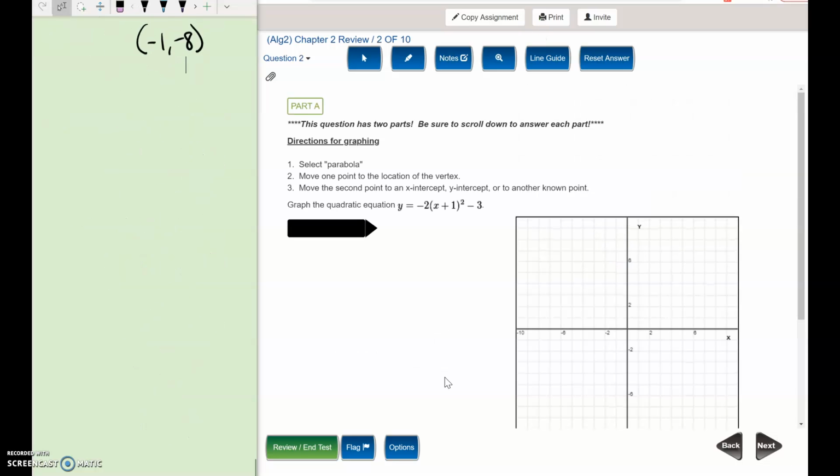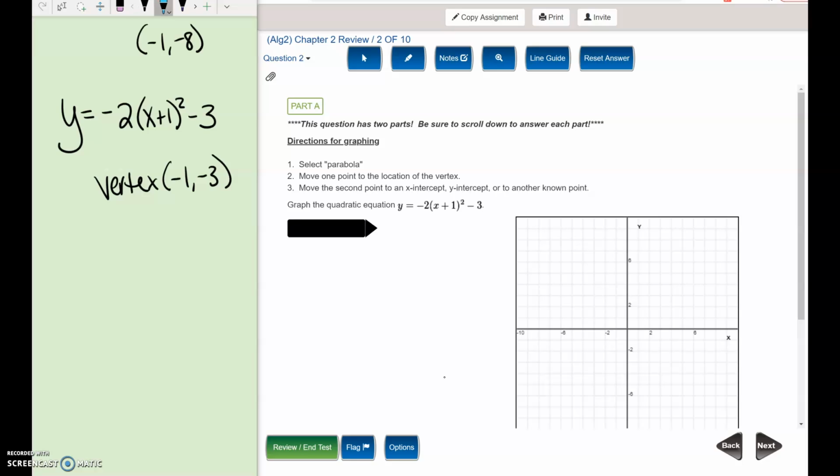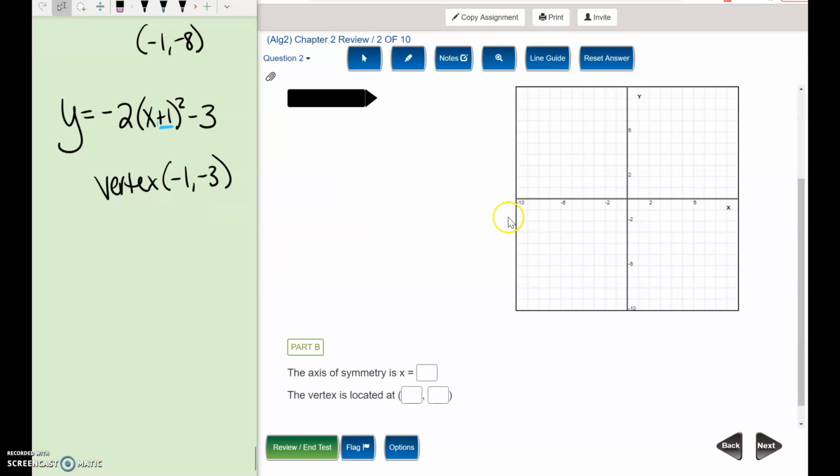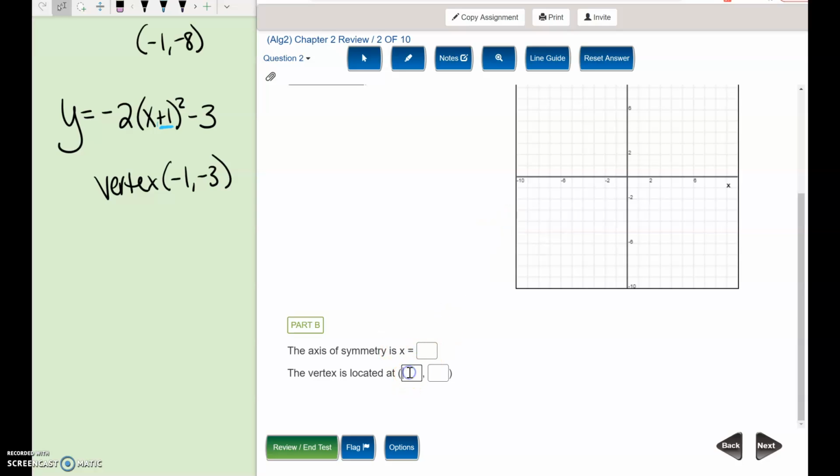Okay, this next one is in vertex form. Y equals -2 times x plus 1 squared minus 3. So we can identify right now that our vertex is at -1, -3. Remember, the part of the vertex inside the parentheses is always backwards. So +1 inside the parentheses actually means -1. So again, I would scroll down to the bottom. I know my vertex is at -1, -3. And that means my axis of symmetry is at -1.